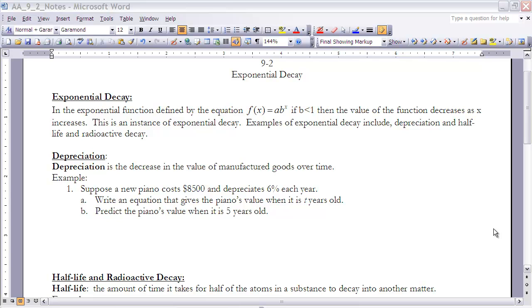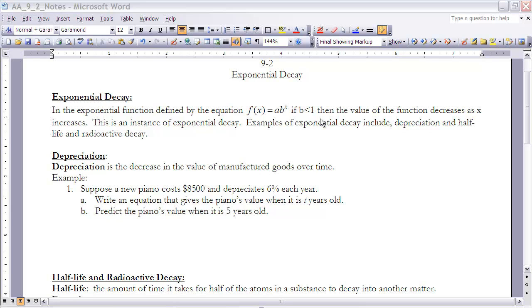So basically an exponential function where we have ab to the x, just like we were looking at in 9.1, it's going to be exponential decay if b is less than 1, but yet greater than 0. So any value of b between 0 and 1, and remember we've already defined that b has to be greater than 0, would represent exponential decay. As x increases in those cases, the value of the function decreases.